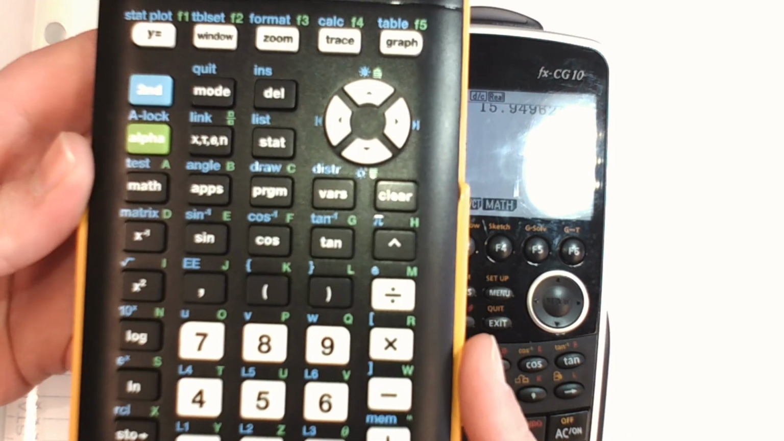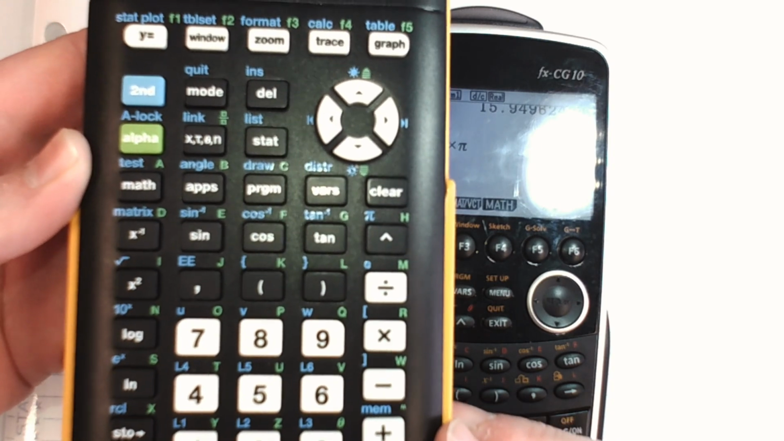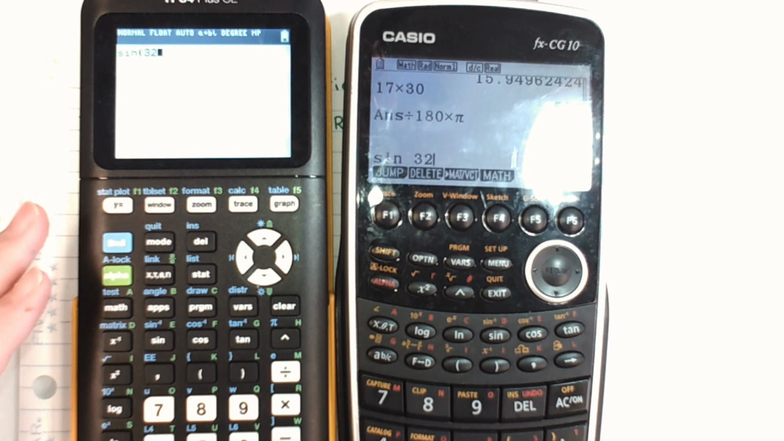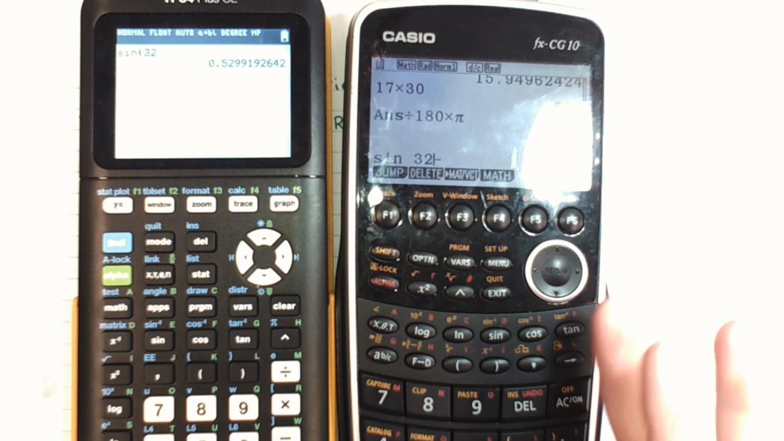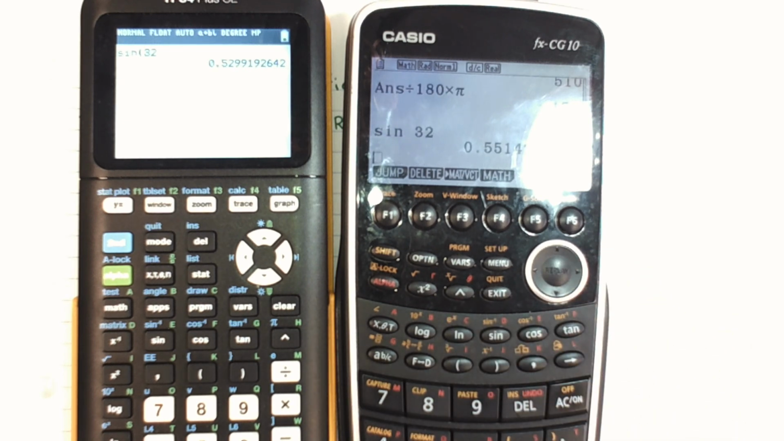Where's trig on the TI? Good job. Where is trig on the TI? Middle. Kind of here-ish. Sine. Casio. Similar location. Okay. Sine 32. Oops. Anyone notice a problem? I got 2 different answers depending upon my calculator.